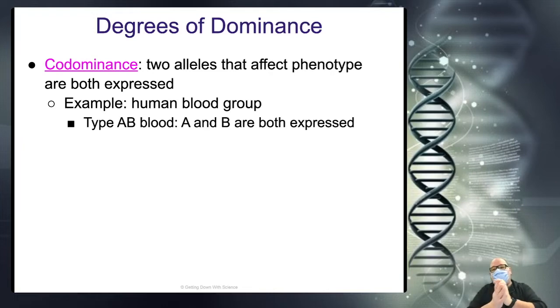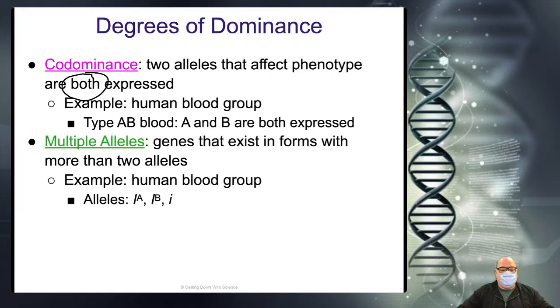So it is possible for humans to exhibit both at the same time. So type AB blood is not a mix, it is both. So the key word here is both. If we are co-captains of the football team, we are both captains.